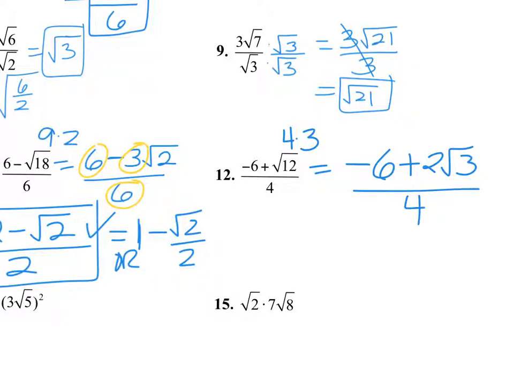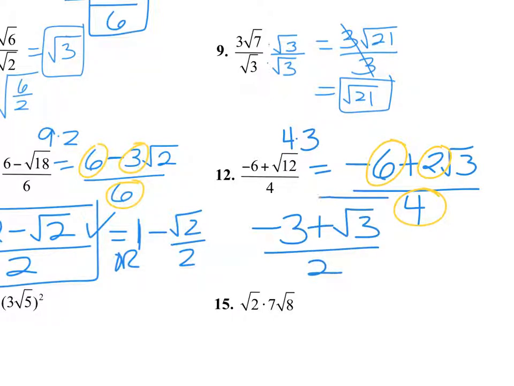All right, so now once again, reduce what can be reduced. Take a look at those 3 numbers. Does anything go into all 3 of those? 2, yes. So 2 goes into 6 3 times. 2 goes into 2 1 time. And 2 goes into 4 2 times. And that's your answer. You can leave it just like that. That's completely reduced rationalized form.